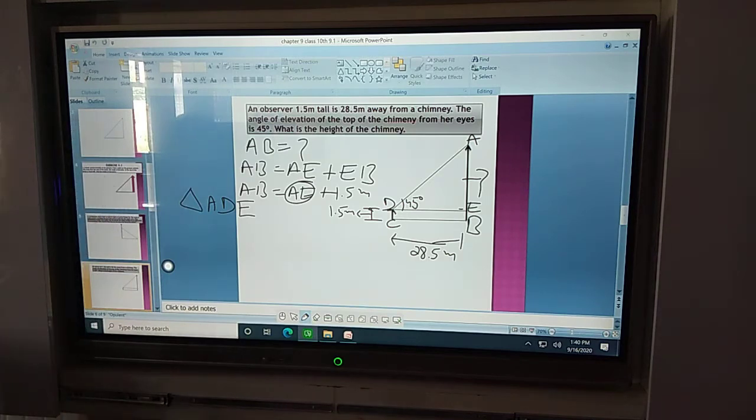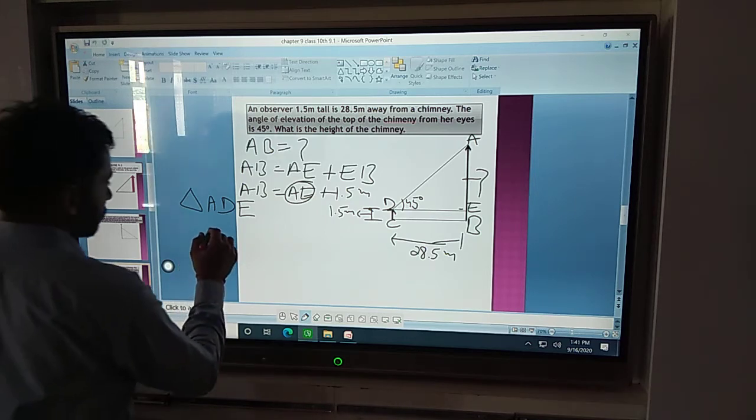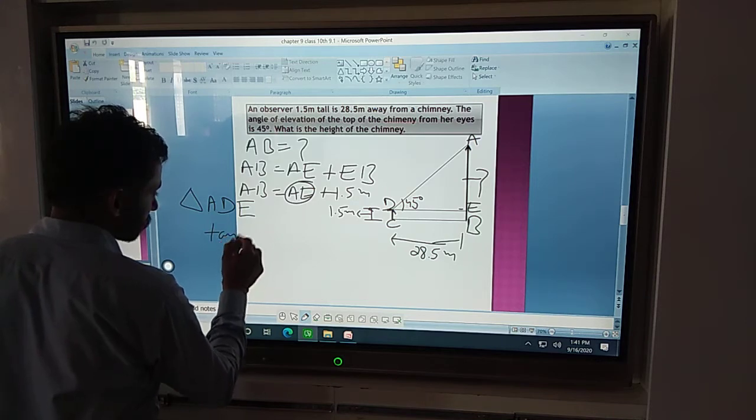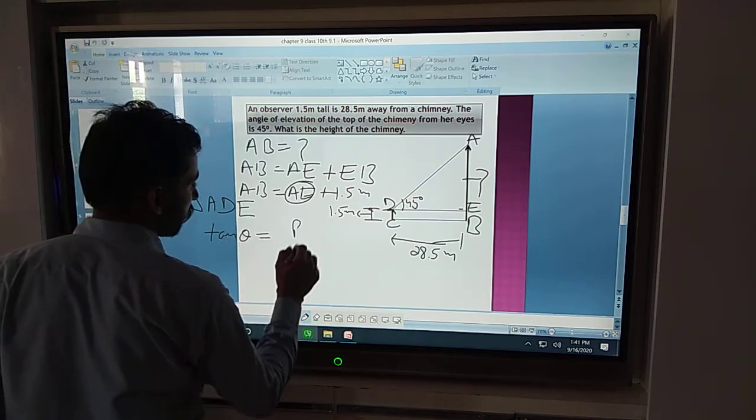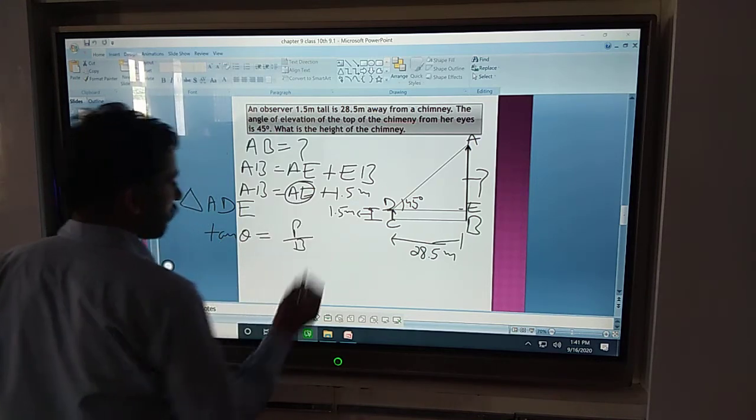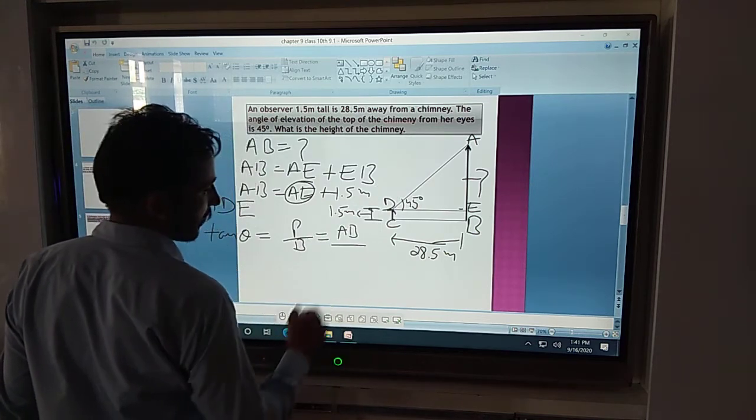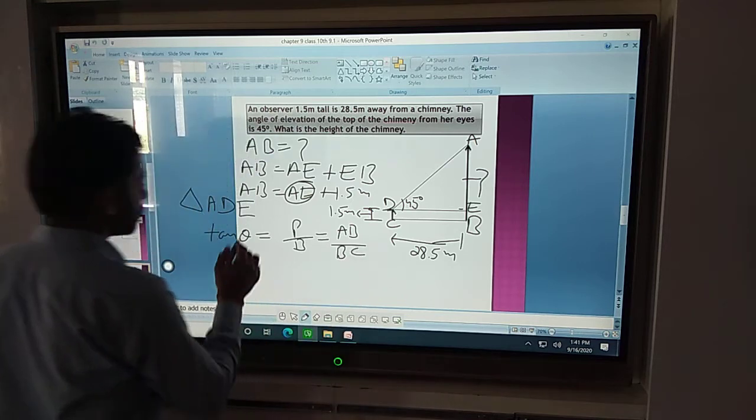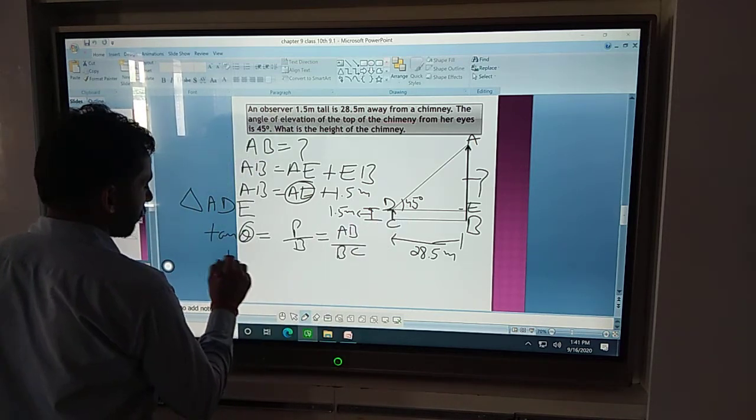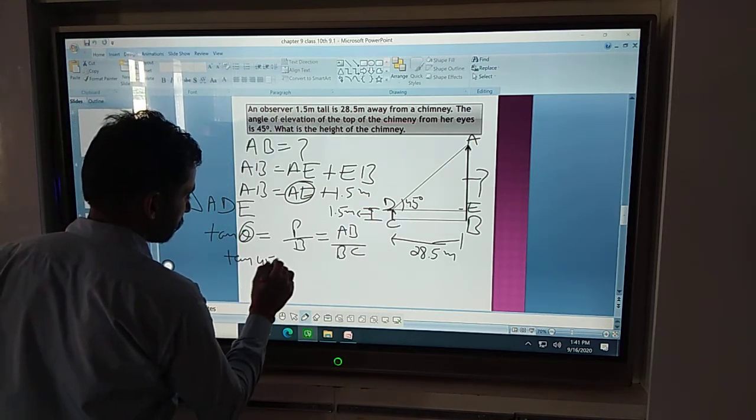How can we find it? By using trigonometric ratios. Which trigonometric ratio gives perpendicular over base? Tan theta. We know tan theta is the perpendicular over base. Which is the perpendicular? The perpendicular is AE, and the base is BC. Theta is given as 45 degree. So tan 45 is equal to AE over BC, because we are taking triangle ADE.